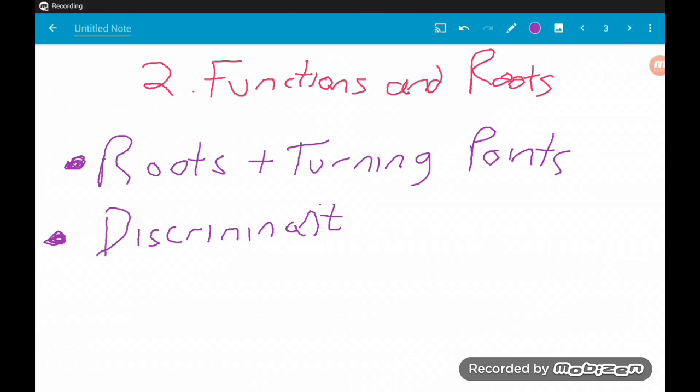Okay, then we'll be looking at functions and roots, which is really just strengthening what we did in section 1, finding roots, so the coordinates of x-intercepts. And then we're going to be looking at something new called the discriminant. Now the discriminant tells us how many real distinct roots quadratics have. So that's going to be our first real new thing here.